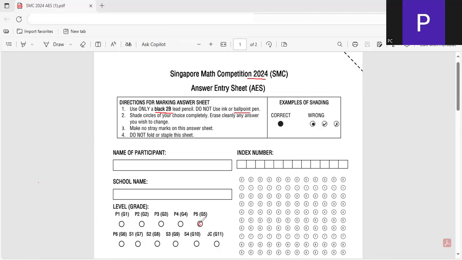So the format is you have to write your name, your school name, and the grade which you're appearing for. Suppose you're appearing for grade 5, then you have to circle that. You have to circle it completely as per these instructions. You can't just put a dot or just cross it. That's not the correct way to do it. You have to do it like this. Fill in the circle completely.